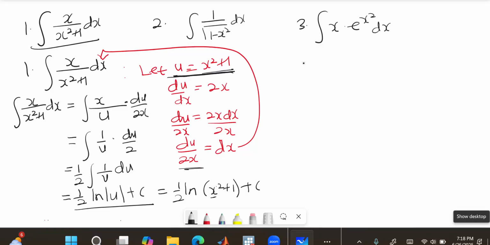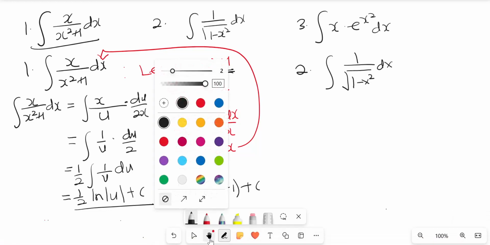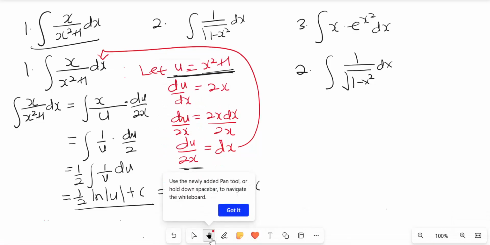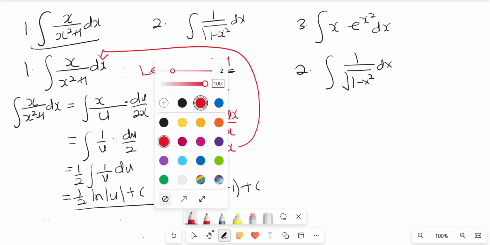So let's look at the second question. The second question, we are going to evaluate the integral of 1 divided by square root of 1 minus x squared dx. So with this, we can use another U-Sub, but this is a different kind of U-Sub. This is what we call the trig sub.